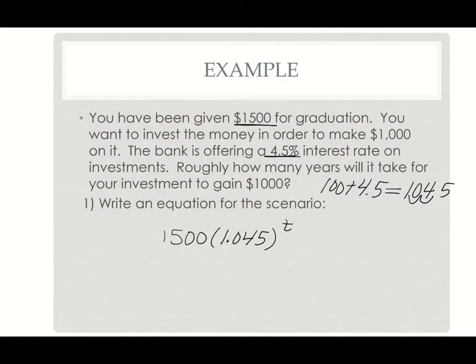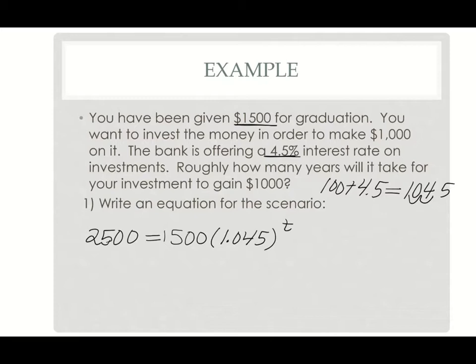What we do know in this case is our final value. And our final value is 1,000 more than what we started with. So 1,000 more is going to be 2,500. So our goal is to make $1,000, so we would have 2,500 in the end. So we want to solve for t. How long is this going to take?